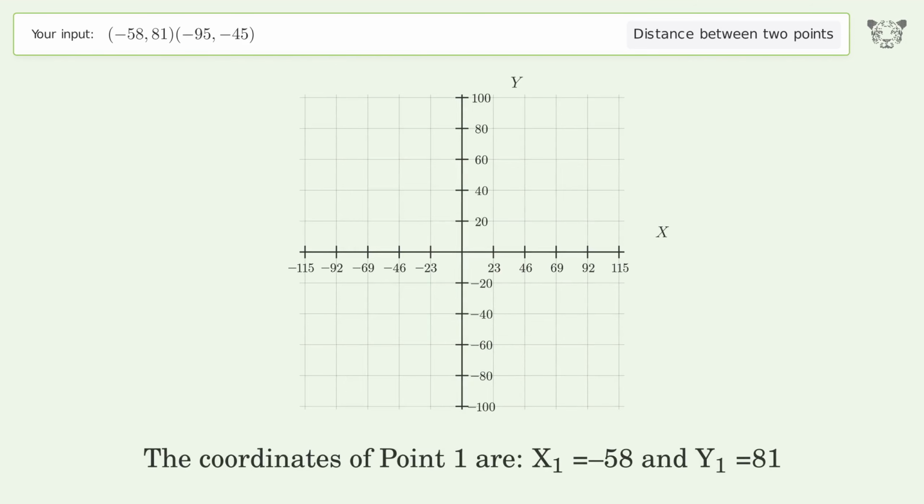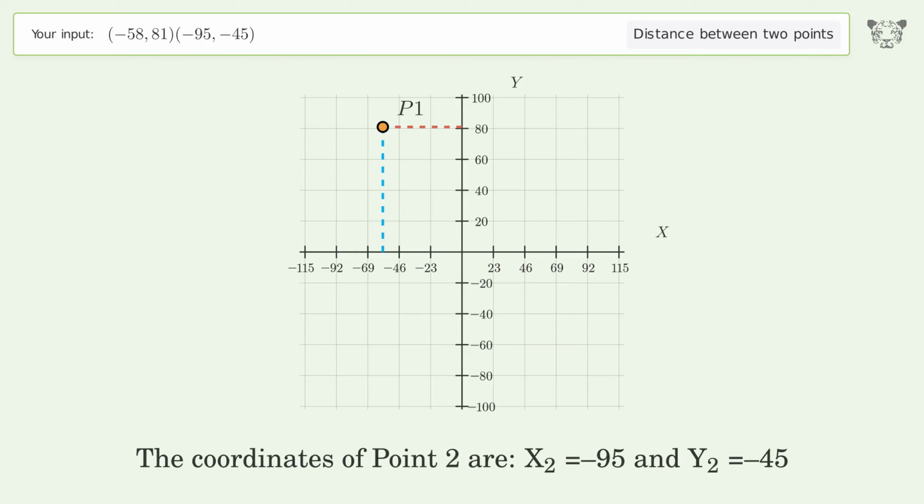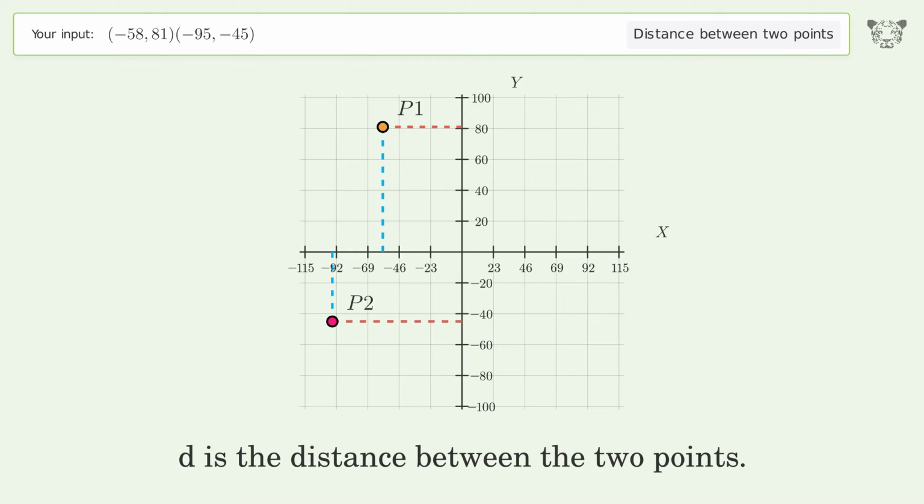The coordinates of point 1 are x1 equals -58 and y1 equals 81. The coordinates of point 2 are x2 equals -95 and y2 equals -45. D is the distance between the 2 points.